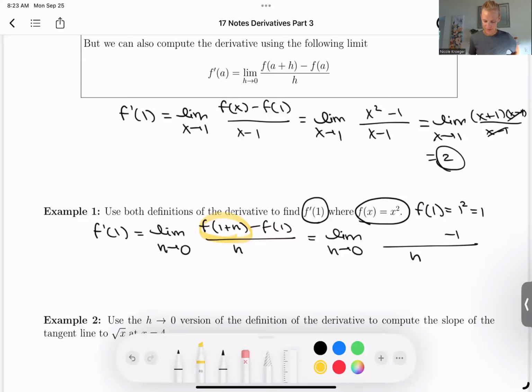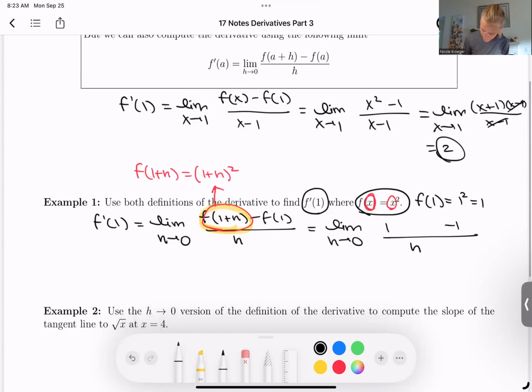This piece is the one that students often struggle with. So all we're doing is we are replacing the x in our function with 1 plus h. That whole 1 plus h replaces the x. So if I look at f of 1 plus h in this case, everywhere we see an x, we replace it with a 1 plus h. So we have 1 plus h squared here.